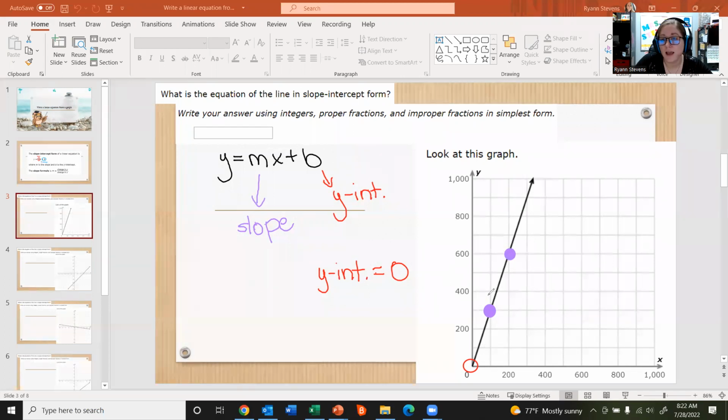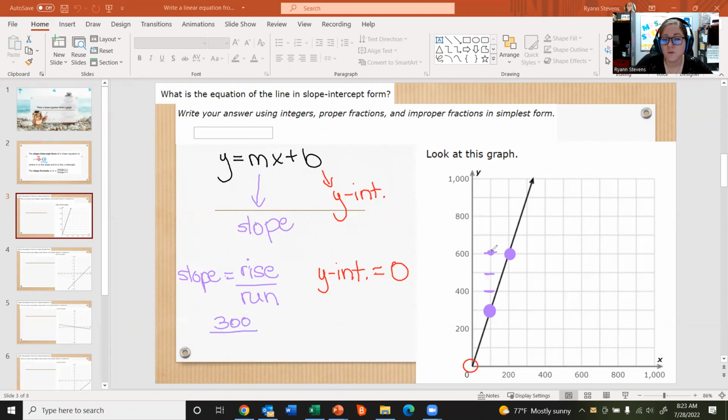And then what I want to do is count. You want to figure out your rise, so your slope is your rise over your run. You want to count how many times you go up, and you want to take into consideration how many units the x and the y axis are increasing. So it looks like here we're increasing by 100 on both the x and the y. And so when we go up, this is 100, 200, and then 300. So our rise is 300.